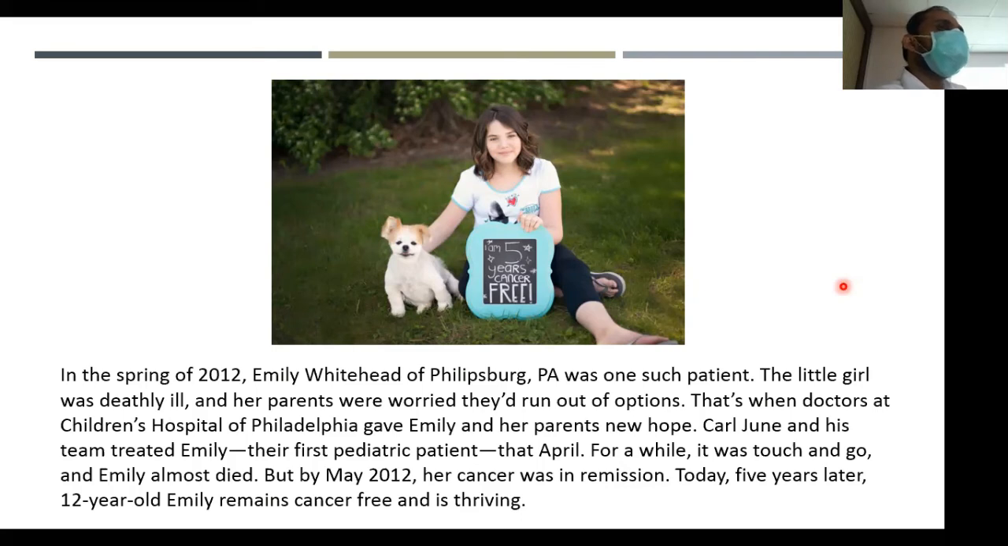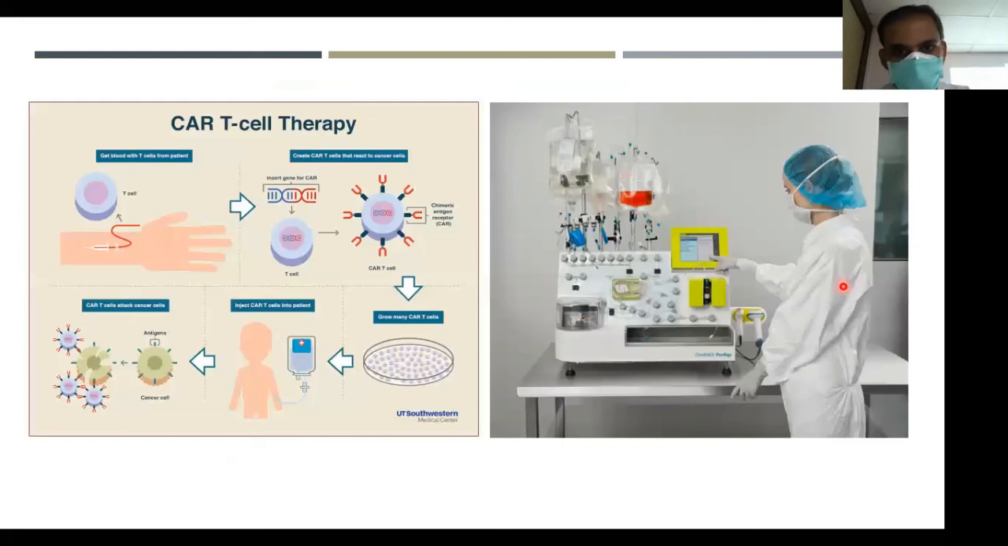She underwent CAR therapy in Philadelphia, Pennsylvania, under Carl June. He's one of the pioneers of CAR cell therapy. I'm saying all this briefly, just to prime you about what is happening.